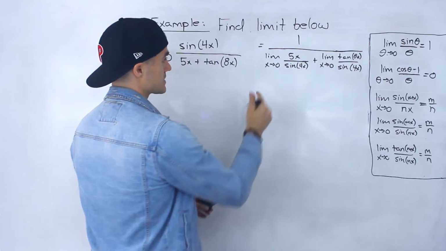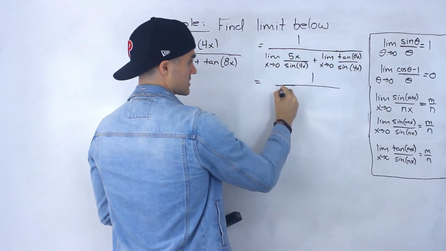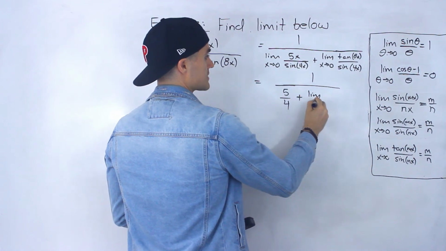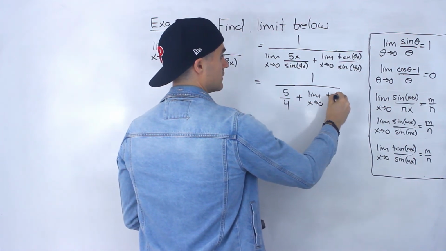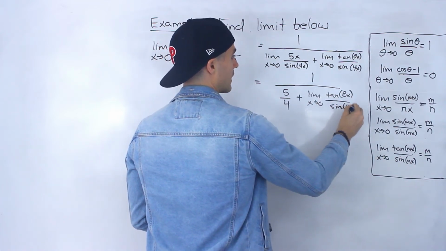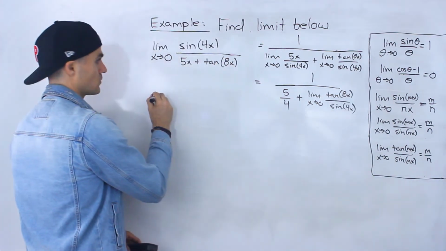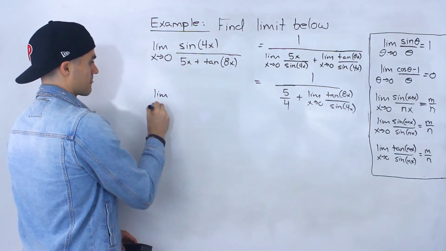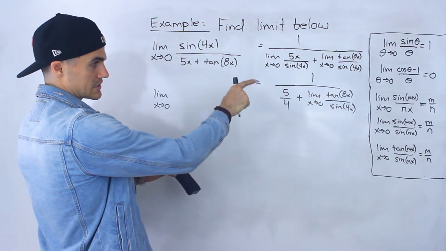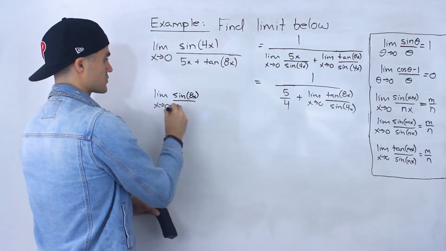So going back to this, we're going to have 1 over, this ended up being 5 over 4, plus the limit as x approaches 0 of tan 8x over sine 4x. Now again, we know this is going to equal 8 over 4, or just 2, because of this result, but if you want to show a quick, what I'm going to do is change the tan 8x to sine 8x over cos 8x.